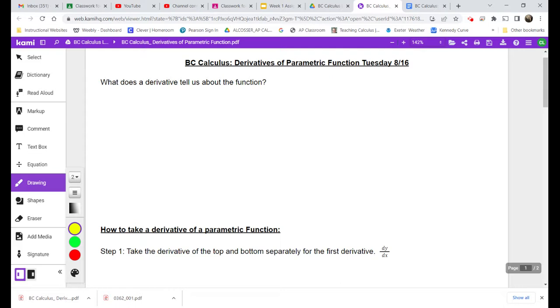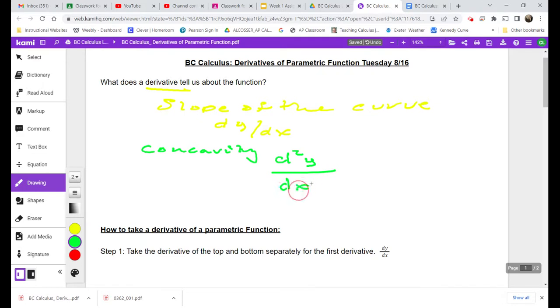So the basic idea is, what does the slope, what does the derivative tell us about a function? It tells us the slope of the curve, and that doesn't change with parametric equations. We talk about the slope of the curve, that's still dy/dx. And then the other one is our concavity, which is still the second derivative, d squared y over dx squared.